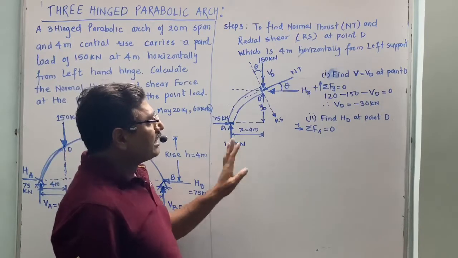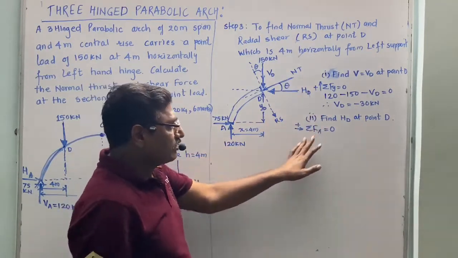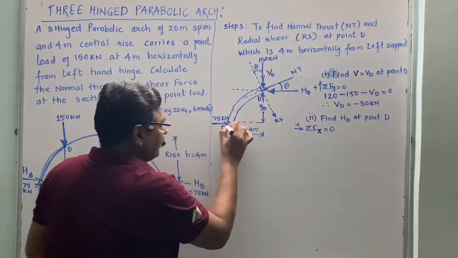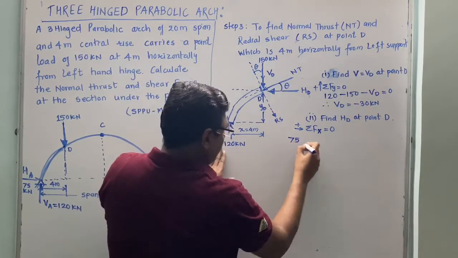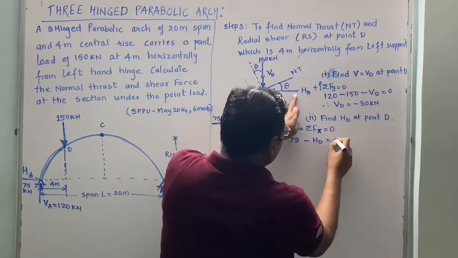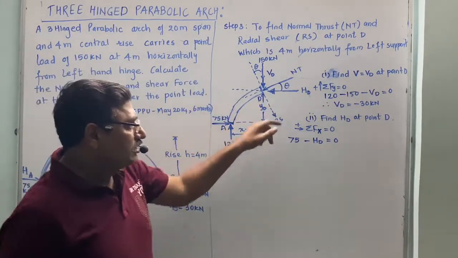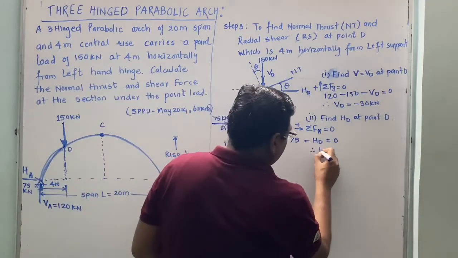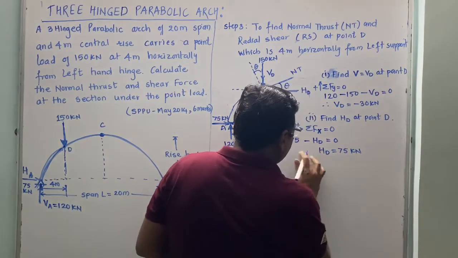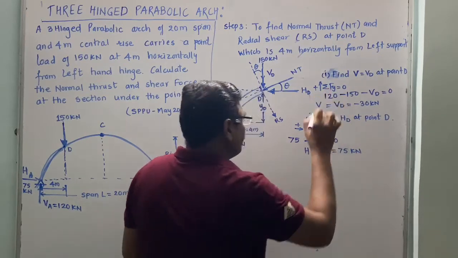Now we can apply the other condition of equilibrium to find this horizontal force at D. Summation of Fx is equal to 0. This is my 75 rightward plus minus HD is equal to 0. There is no other force in the horizontal direction, only this 75 and HD. From this you will get the value of HD is equal to 75 kilonewton. So HD means your H in the formula and VD is nothing but V in your formula of radial and transverse shear.